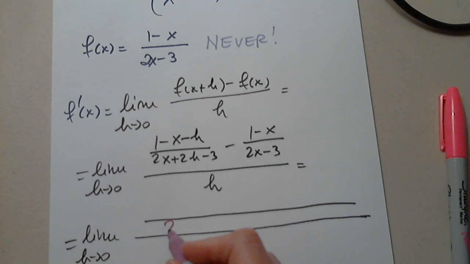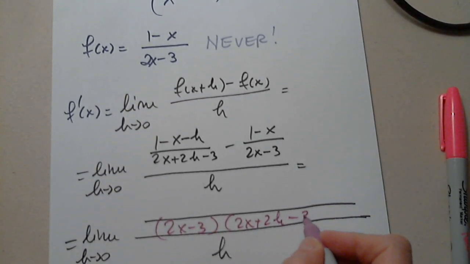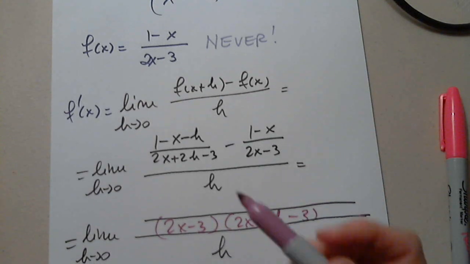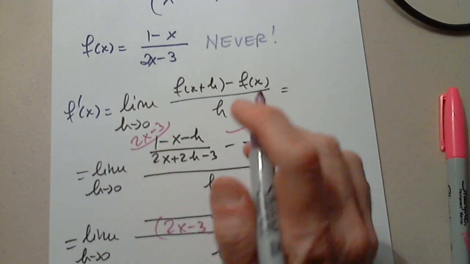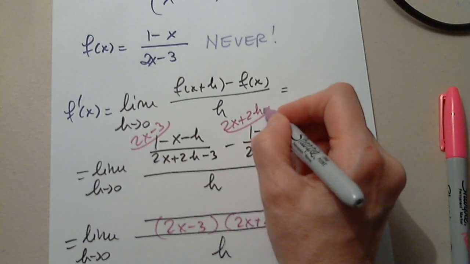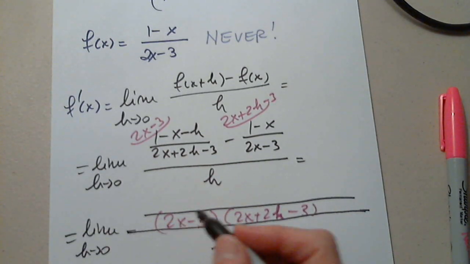2x minus 3 times 2x. Thank you very much. They do not have anything in common. Brilliant. So then this one needs to be multiplied by 2x minus 3, and this one needs to be multiplied by 2x plus 2h minus 3. That's why this is way more involving because of the function. This is not difficult, but it takes a longer time.